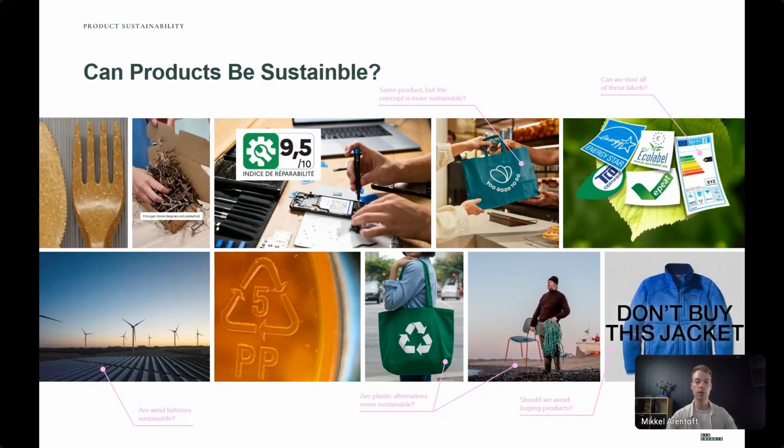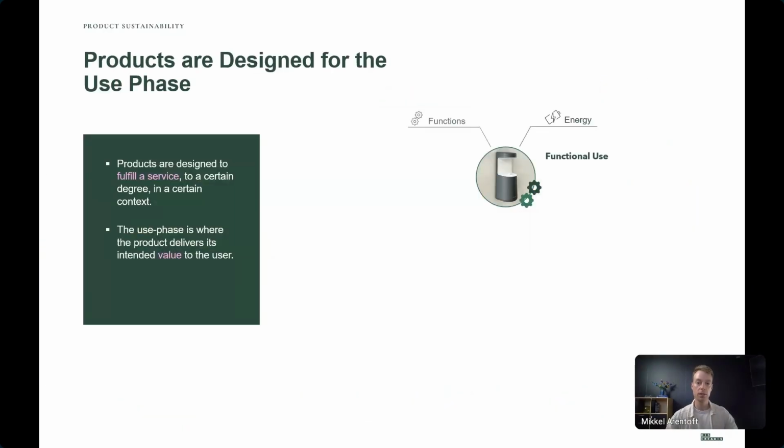And to understand product sustainability, we need to start by just taking a look at our products. This is a product as it's often depicted. Products are designed for the use phase. They're designed to fulfill a service to a certain degree in a certain context. This is where the product delivers value to the user.